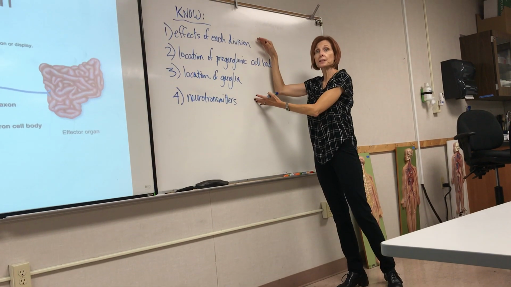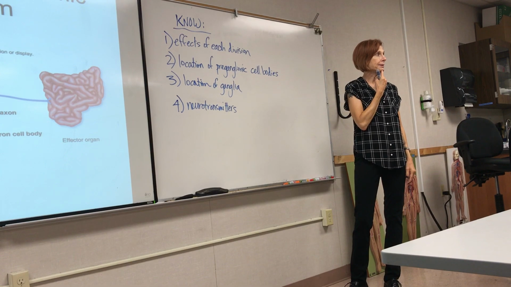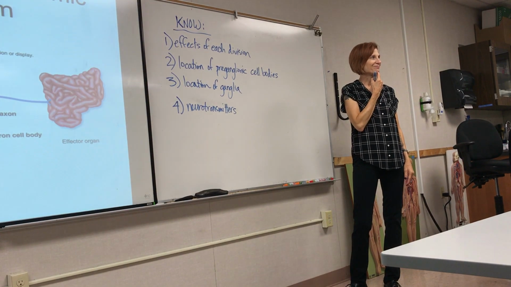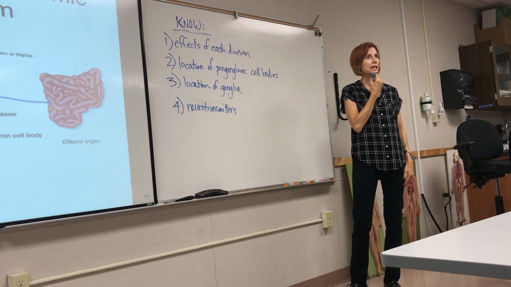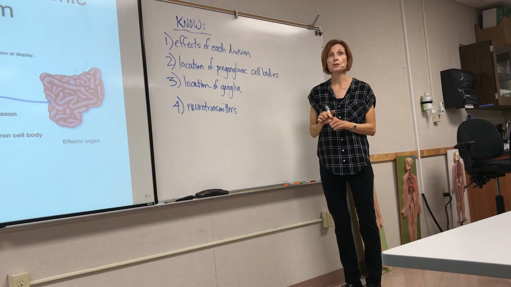Okay, so this is basically what you need to know. It's really just 4 things. Okay? It is 4 things. The neurotransmitters will be super easy. We already know the effects of each division, right?